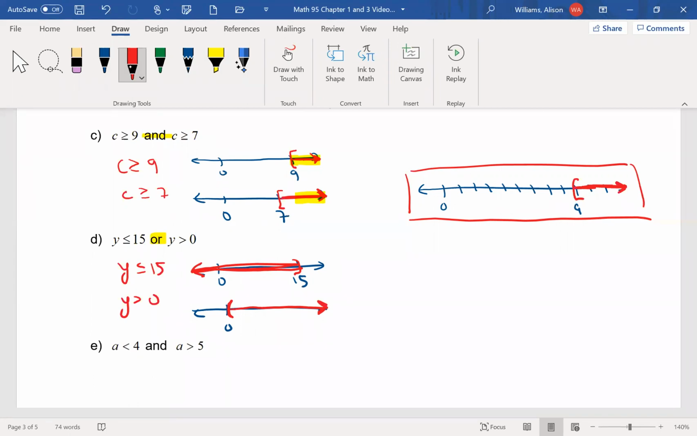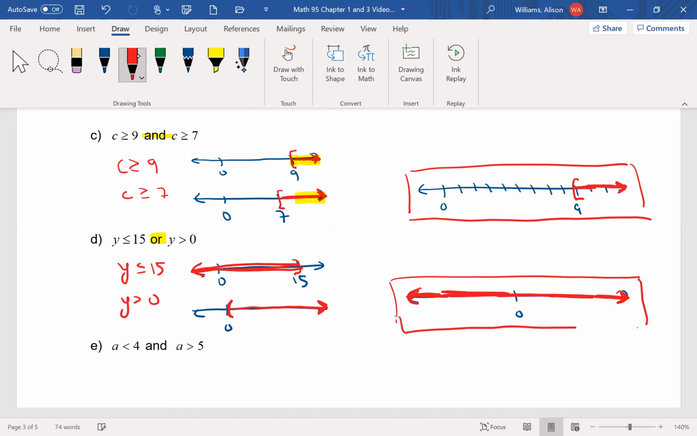If we're combining these two answers together, because they overlap, they end up being the whole number line. It ends up being everything shaded. So the actual answer to this is literally the whole number line shaded. Or another way of saying that would be it's all real numbers. But that's how we would draw it.